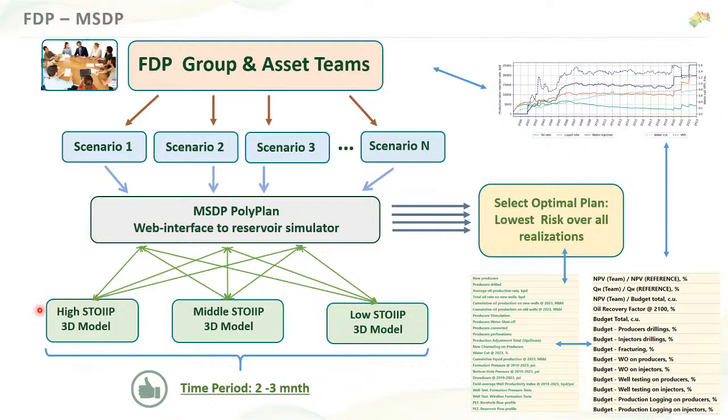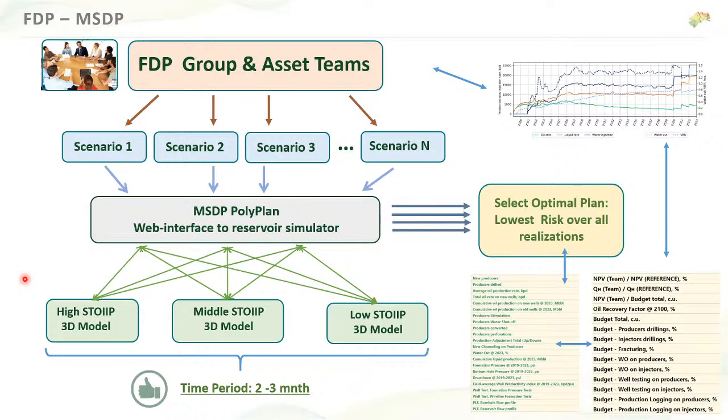So with MSDP, what we tried to do was to involve the FDP group and the asset teams also in this actual development plan selection. So your FDP group and the asset team will sit together and look at different development scenarios. Normally those scenarios would be given to the simulation engineer, and then he will go and convert those to the simulator language and then run the models and see the results.